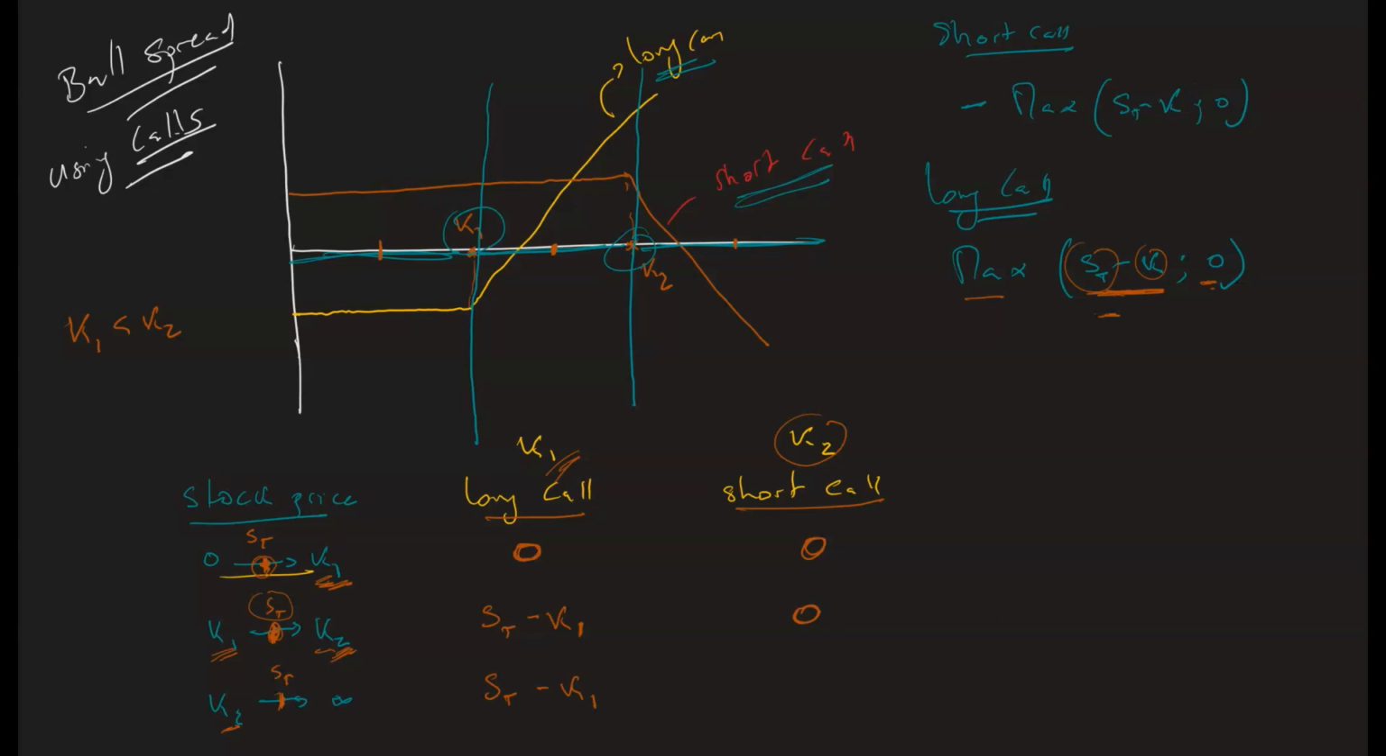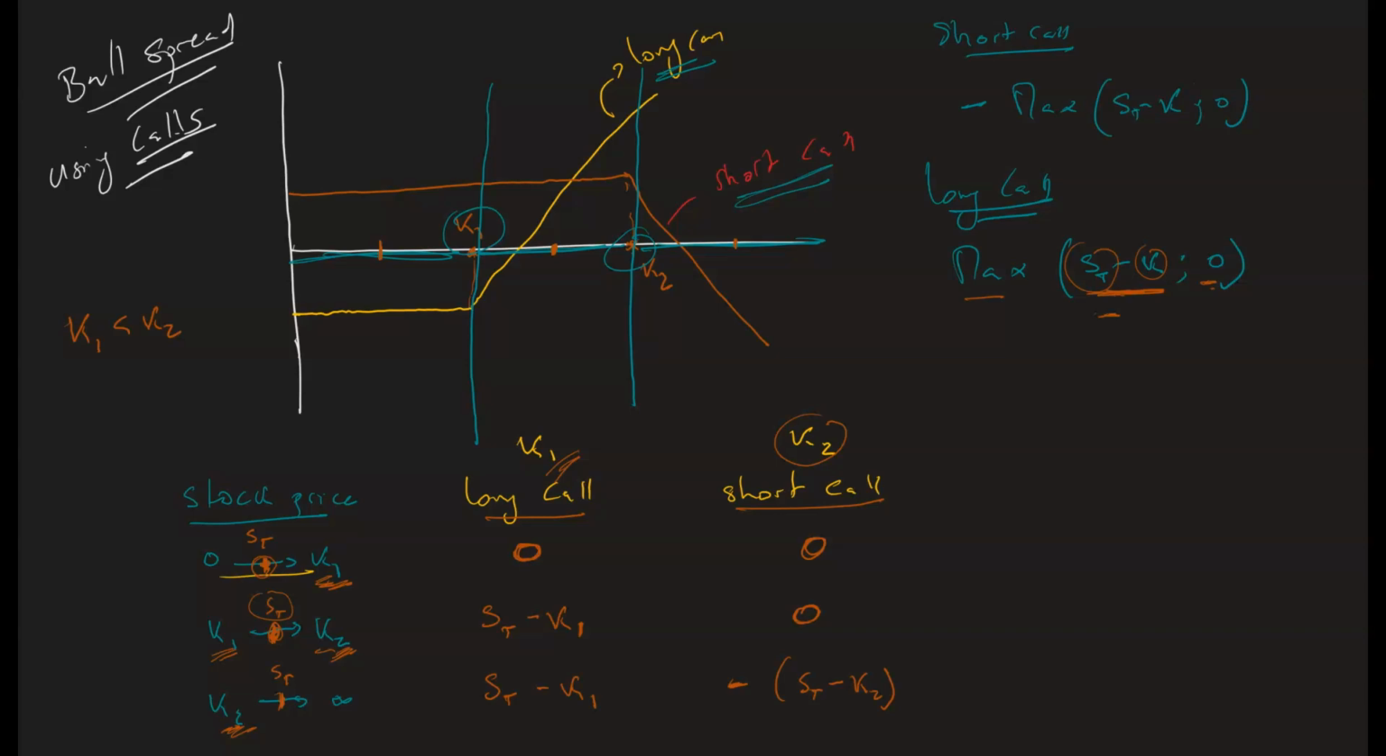Now, when the stock price is above K2, what do we have? Well, again, minus the maximum of the stock price minus K2 and 0. Since the stock price in this case is above K2, this is a positive value, so the maximum of a positive value and 0 is going to be the positive value. And so we're going to take the negative of it. So the payoff here is going to be equal to minus (ST minus K2). That's going to be our payoff there.